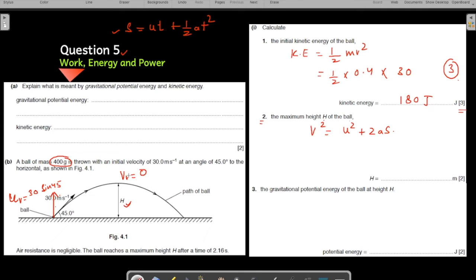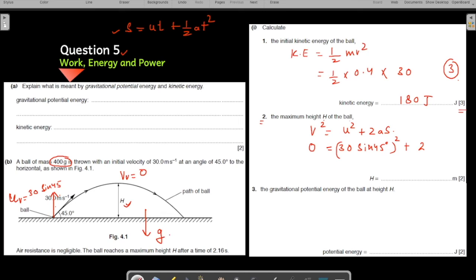That's a fundamental that you need to remember. At the topmost point, you only have the horizontal component, no vertical component, right? So let us input the values in the formula. Vertical component is 0, horizontal component is 30 sine of 45 degrees whole square plus, let me take plus only, 2 times acceleration.